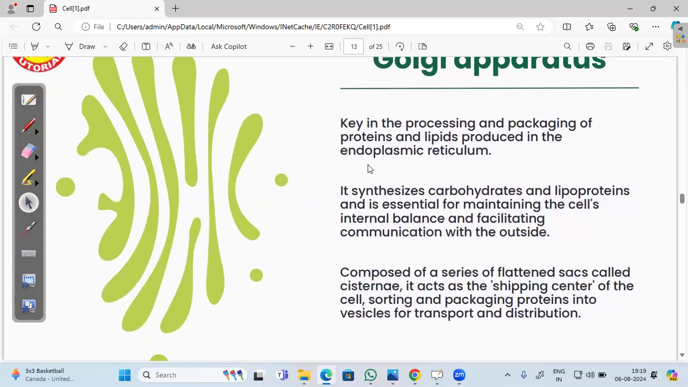Now the Golgi apparatus or the Golgi body. Golgi bodies were discovered by Camillo Golgi. Each Golgi body has two faces. One face is known as the cis face, and the other face is known as the trans face. It performs the function of housekeeping of the cell. Housekeeping means taking care of different functionalities of the cell. It synthesizes carbohydrates and lipoproteins, and is essential for maintaining the cell's internal balance and facilitating communication with the outside. Facilitating communication with the outside is done with the help of the formation of vesicles. The Golgi body helps in the formation of vesicles.